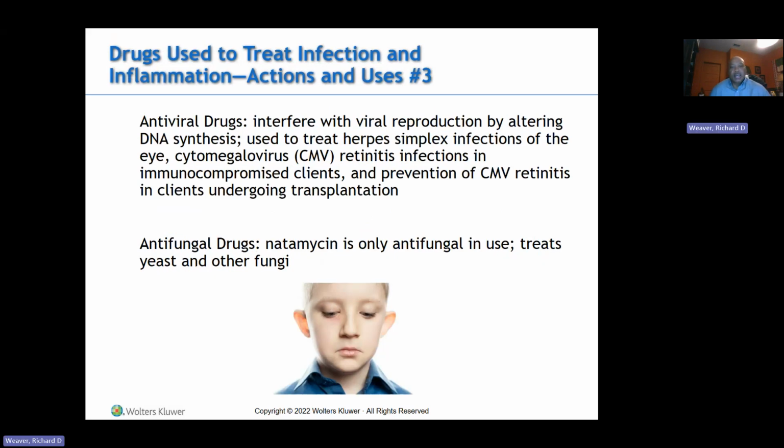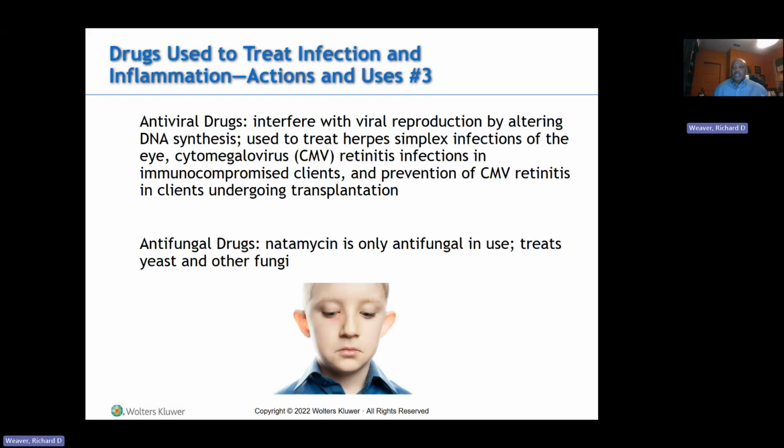Now, antiviral drugs interfere with viral reproduction by altering DNA synthesis. So if I can affect the DNA, then I don't get replication of the virus. Now, these drugs are used in the treatment of herpes simplex, because it is a virus, infections of the eye, also in the treatment of immunocompromised patients with what we call CMV retinitis, or cytomegalovirus virus.